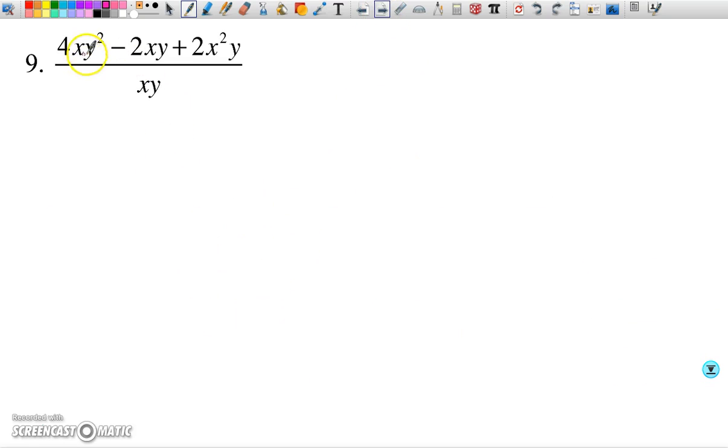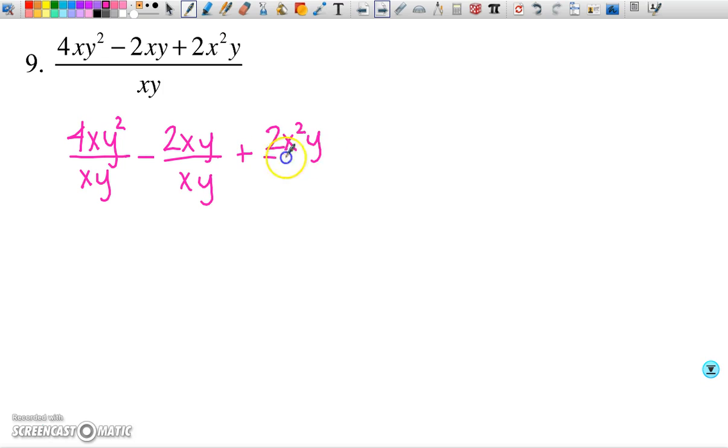All right, number 9. Now notice how we're only dividing by one term here. So even though there's an x and a y, there's no plus, no minus. So I'm just going to split these up, 4xy squared over xy. Then I'm using the minus from the in between, 2xy over xy, and then plus 2x squared y over xy. And then simplify as much as you can.